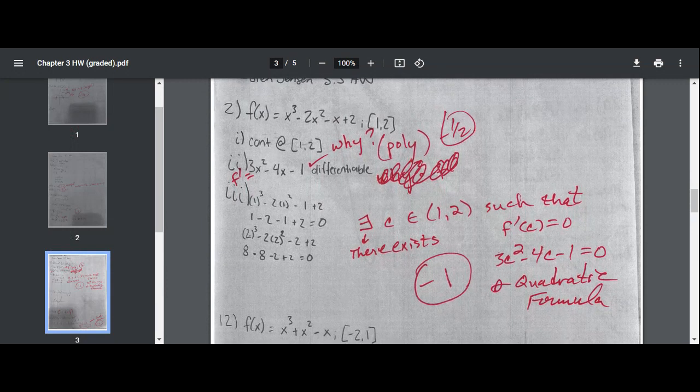we're starting out and you're saying, first of all, I got to show continuity on the closed interval, differentiability on the open interval, and then whatever happens, right? So you said it's continuous, but you got to tell me why. Easy if it's a polynomial. Yeah, just put poly.